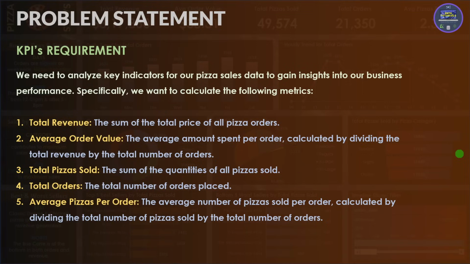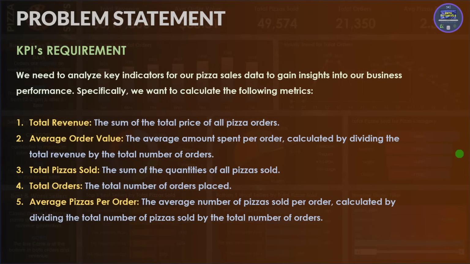So the first measure he is asking us to design is the total revenue. Okay, and he has explained what the total revenue means. So the total revenue is nothing but the sum of the total price of all the pizza orders. So whatever the total price of the pizza orders is, that is nothing but the total revenue. So we'll just be using the sum function over here.